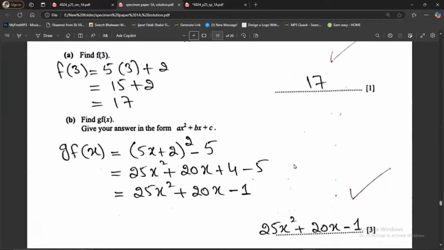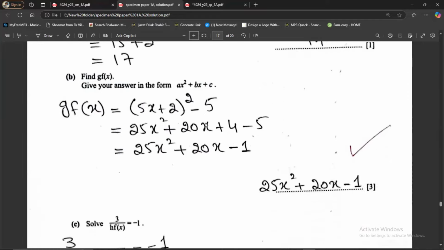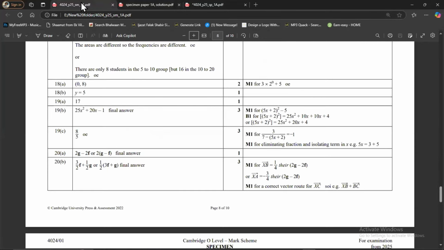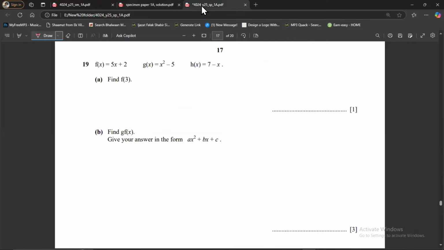So you will have (5x plus 2) whole square minus 5. This will be 25x square plus 20x plus 4. I opened this whole square. You remember (a plus b) whole square is equal to a square plus 2ab plus b square. So that will be 25x square plus 20x plus 4 minus 5. So that's 25x square plus 20x minus 1. So this is what they are asking. I hope you understand. Let's check the answer. So our answer is good. Okay, so we are going to the next part.